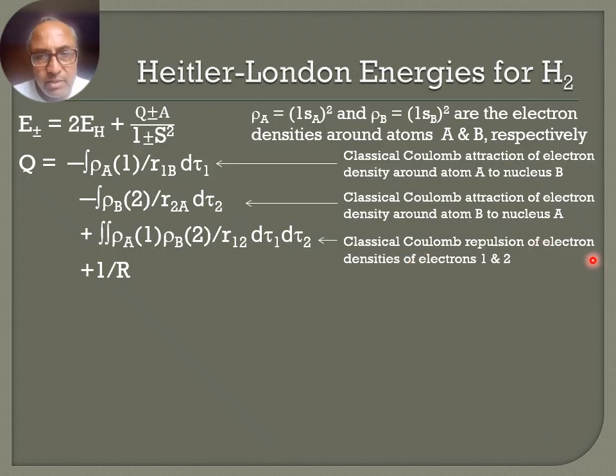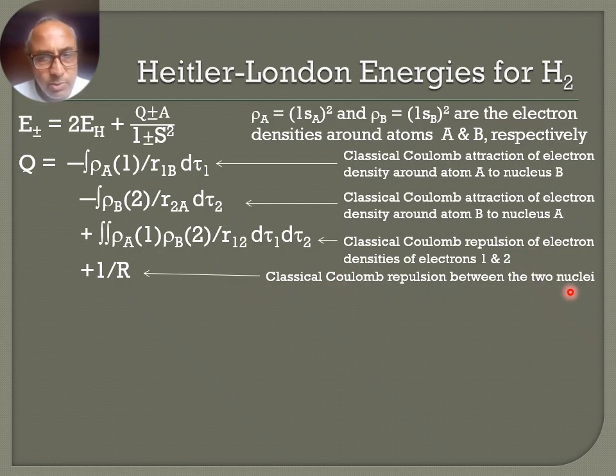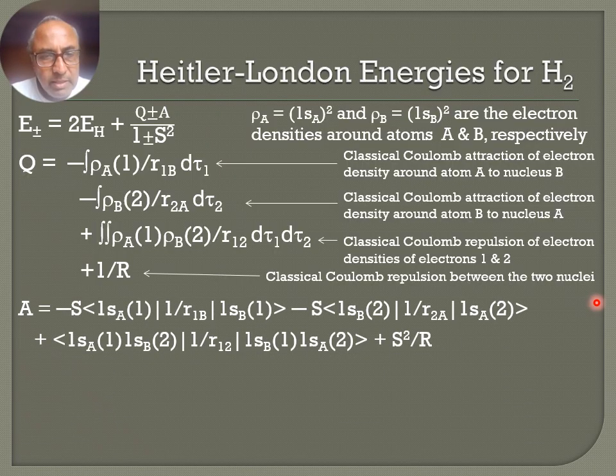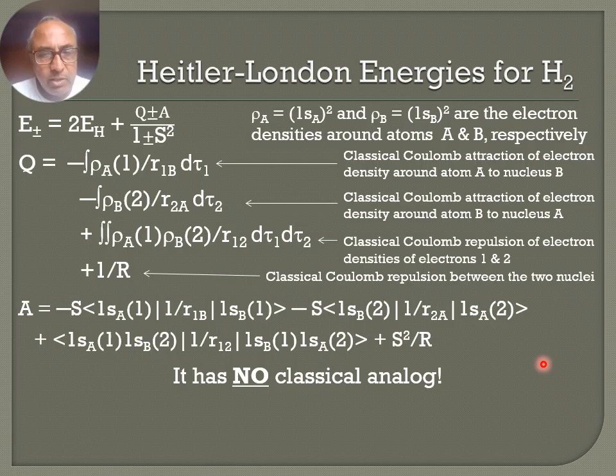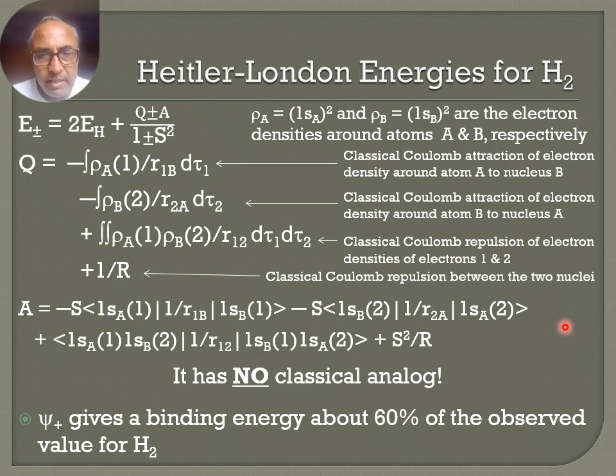the double integral rho A1 rho B2 by R12 d theta 1 d theta 2, the classical Coulomb repulsion of the electron densities of electrons 1 and 2, plus 1 upon capital R, the classical Coulomb repulsion between the two nuclei. The integral A has no classical analog. Okay? So we saw that Q is just a sum of classical Coulomb terms, whereas the integral A has no classical analog, and it arises because of the antisymmetry requirement between the two electrons.